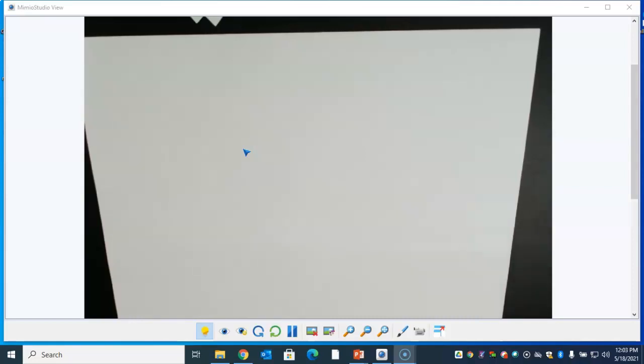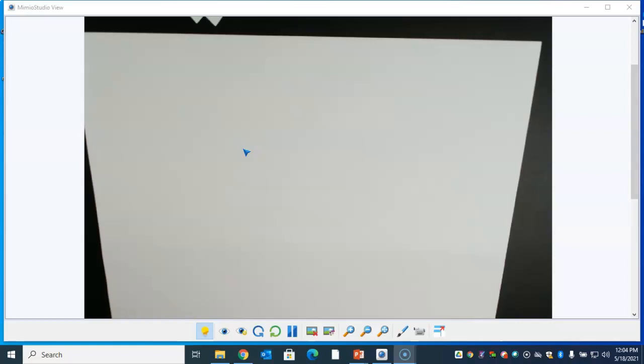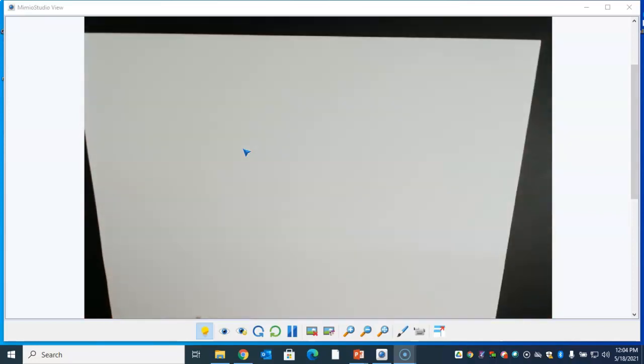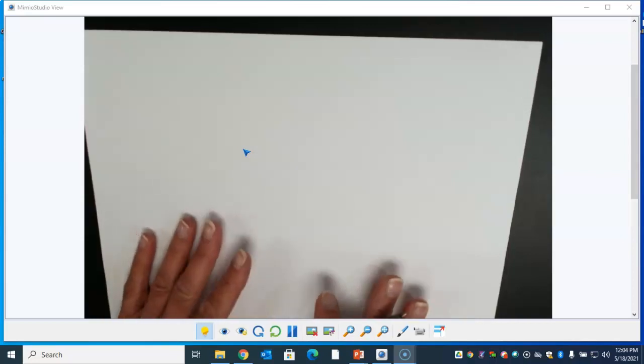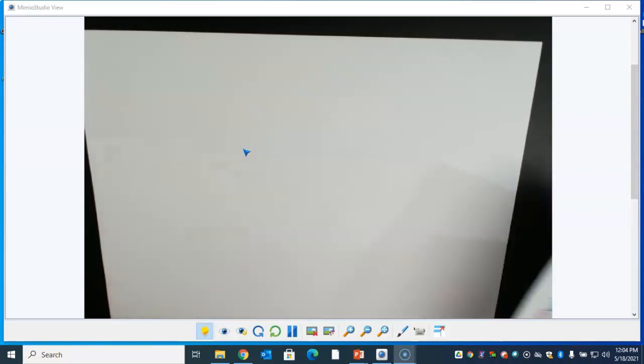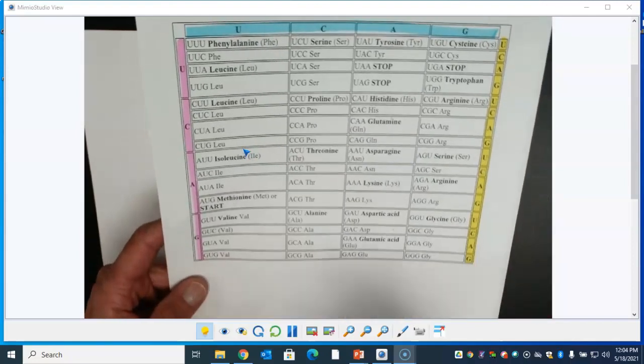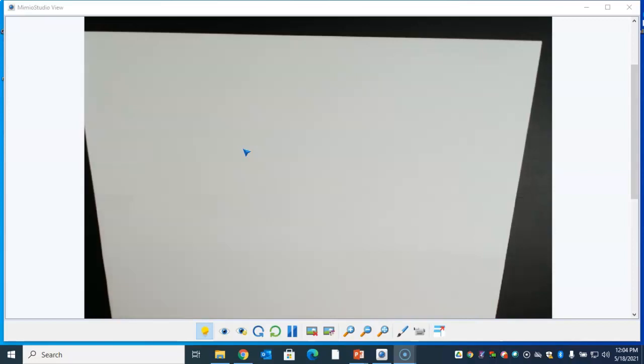Okay, you guys, so I want to look at protein synthesis, or the two steps of protein synthesis: transcription and translation. Before you start this, you should have a blank sheet of paper. The sub should have given you a blank sheet of white paper so you can follow along. You also need a sheet of paper that looks like this, the RNA codons.